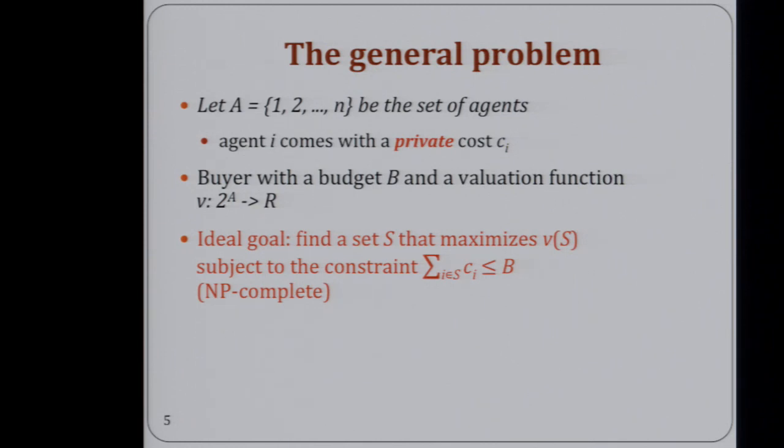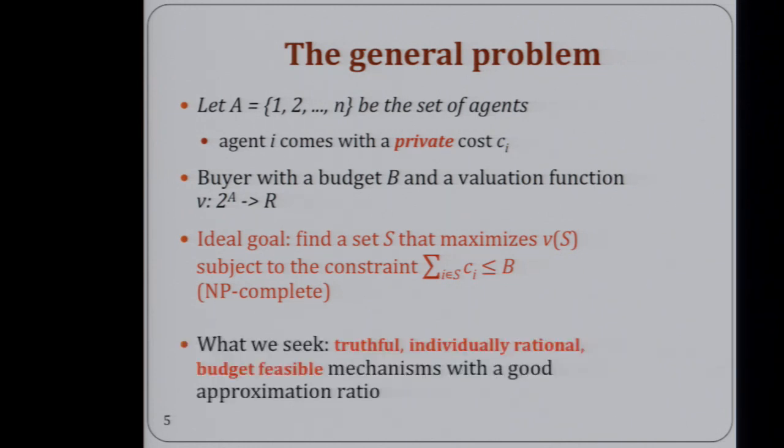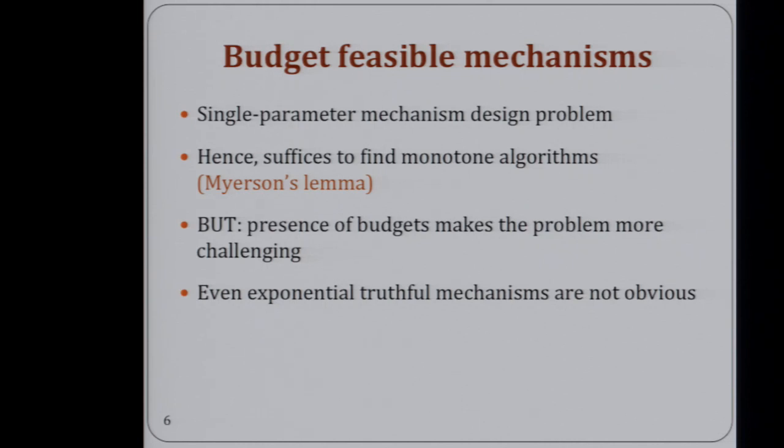So the ideal goal is to find the set that maximizes V of S subject to the budget constraint. But given the strategic considerations, plus the fact that this is generally an NP-complete problem, what we are after is truthful, individually rational mechanisms that are budget feasible and that provide a good approximation to the value obtained by the buyer. Now, this is a single parameter problem, meaning that every agent has just one parameter that is secret information, just a cost.